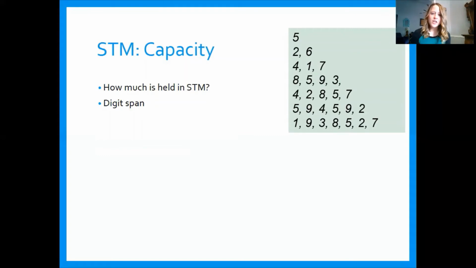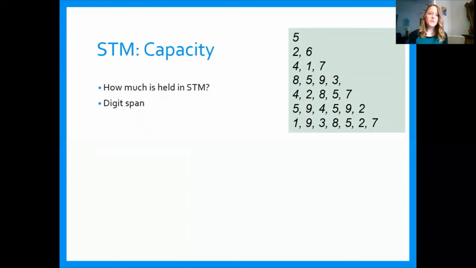It's used to determine an individual's short-term memory capacity. So participants will hear a series of digits and be asked to repeat them back. And with each trial, the number of digits gets longer, right? You add more digits. So I may start by saying out loud 5 and ask you to repeat that back to me, right? Surely you could remember 1 digit.